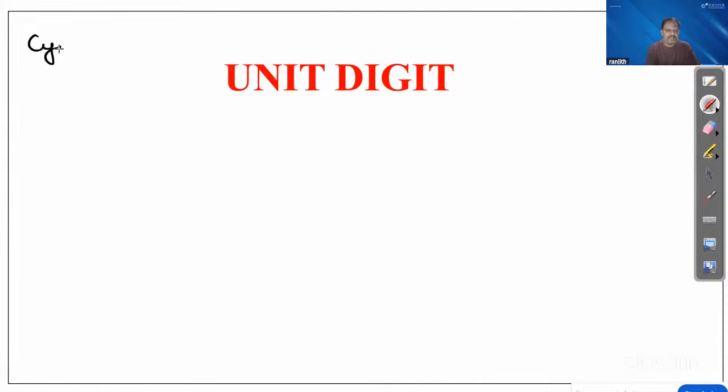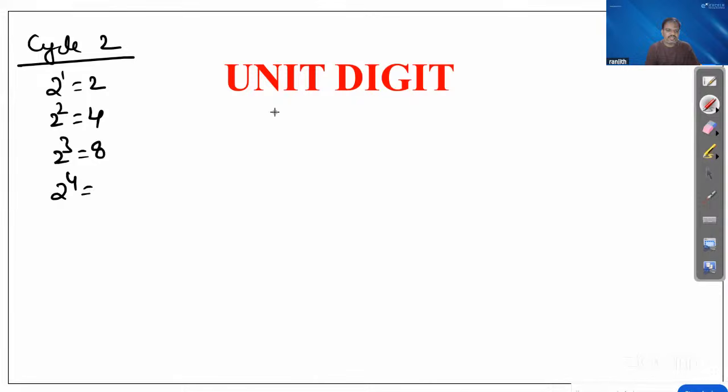Next cycle 2. So we'll start with 2. 2 power 1 equal to 2, 2 square equal to 4, 2 cube equal to 8, and 2 power 4 equal to 16. But we are finding the unit digit. Out of 16, unit digit will be equal to 6.